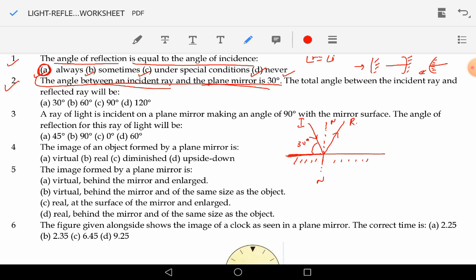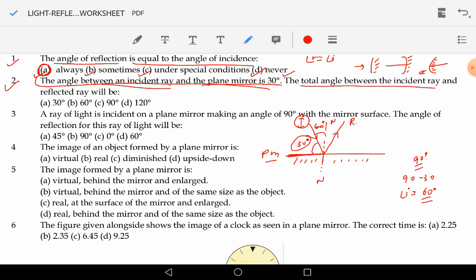Normal with the mirror is at 90 degree because normal is perpendicular to the surface of the mirror. So if the angle between the incident ray and the plane of the mirror is given to us 30, we can apply the formula 90 minus 30 and this will give us the angle of incidence, which is 60 degrees, right? So since this is 60, we have got the angle of incidence 60 degree, right? So we have got our first part of the answer. Let us read what the statement is saying.